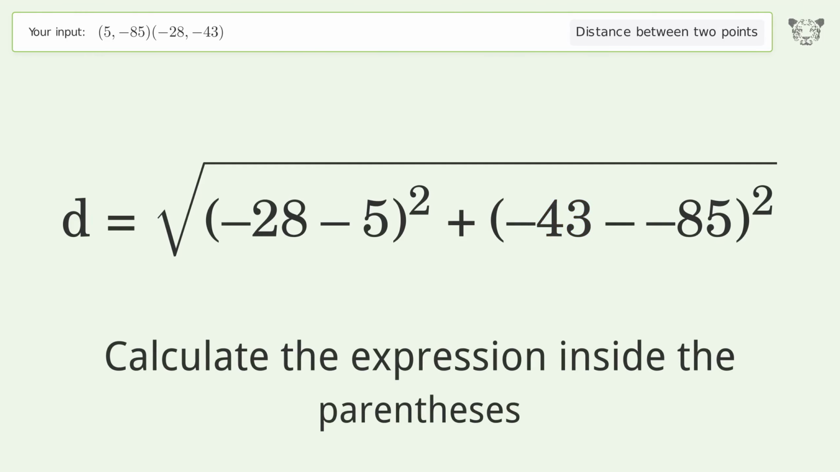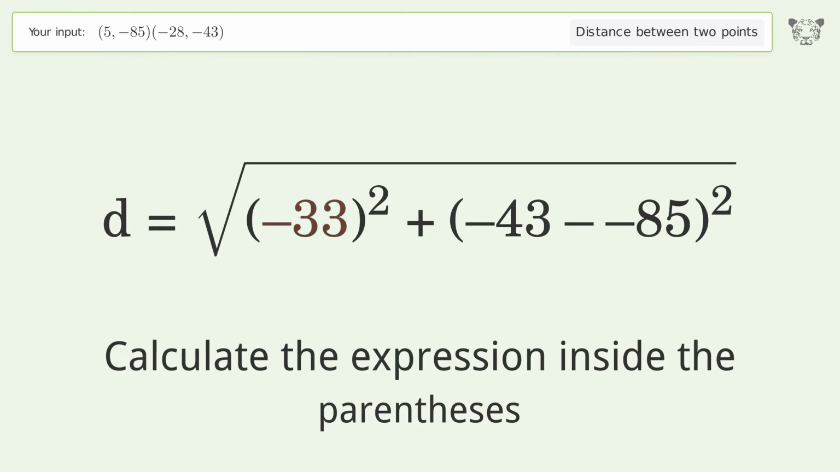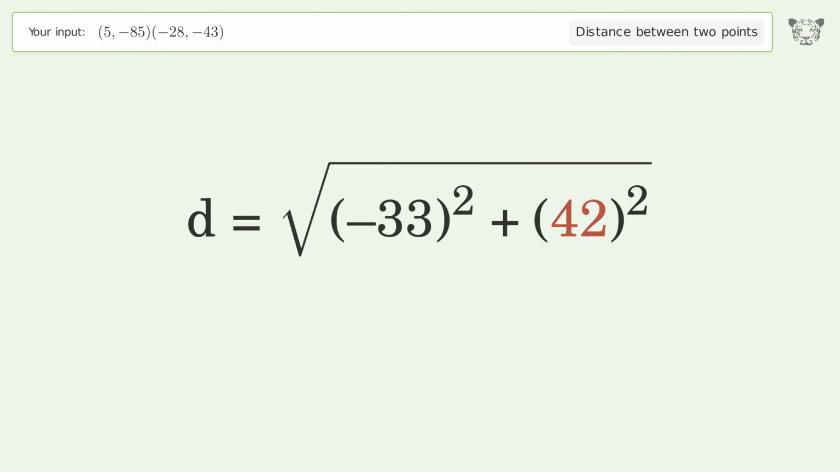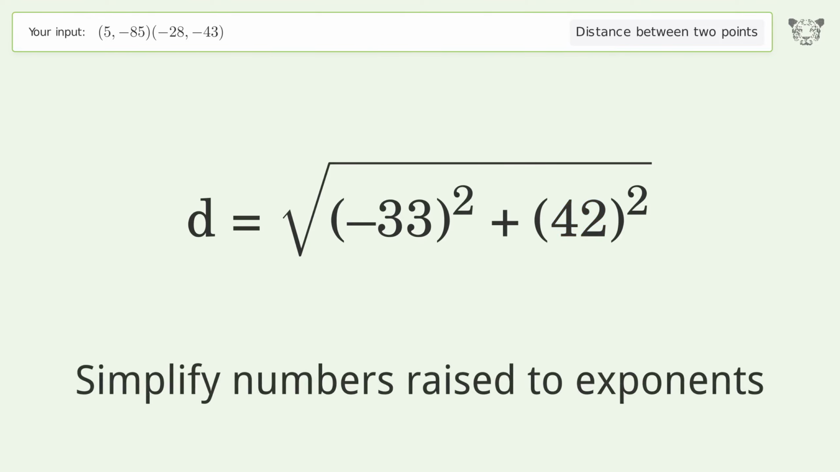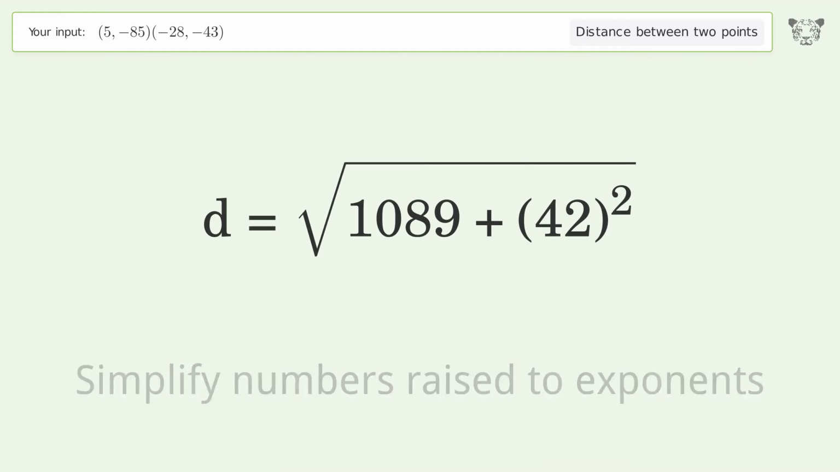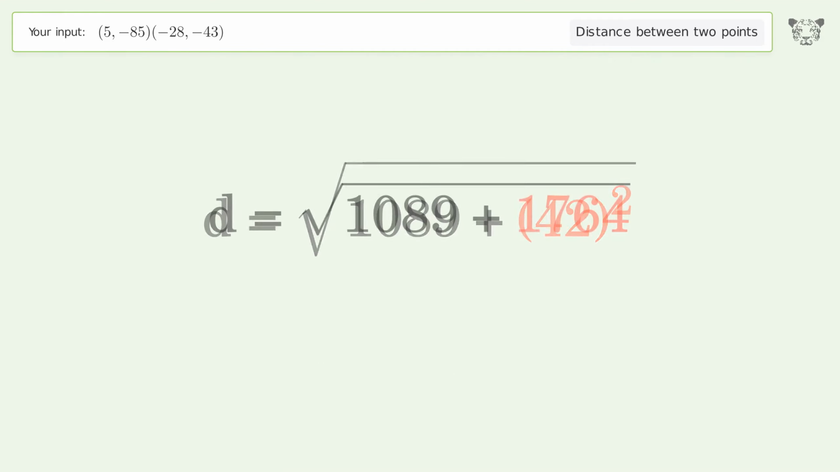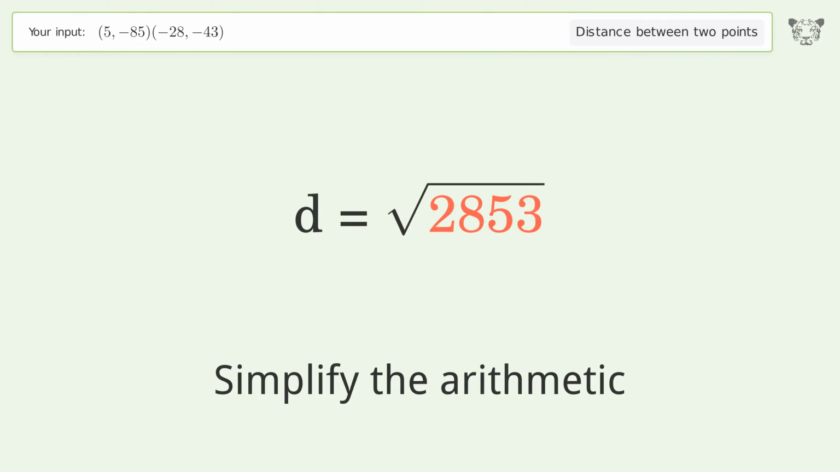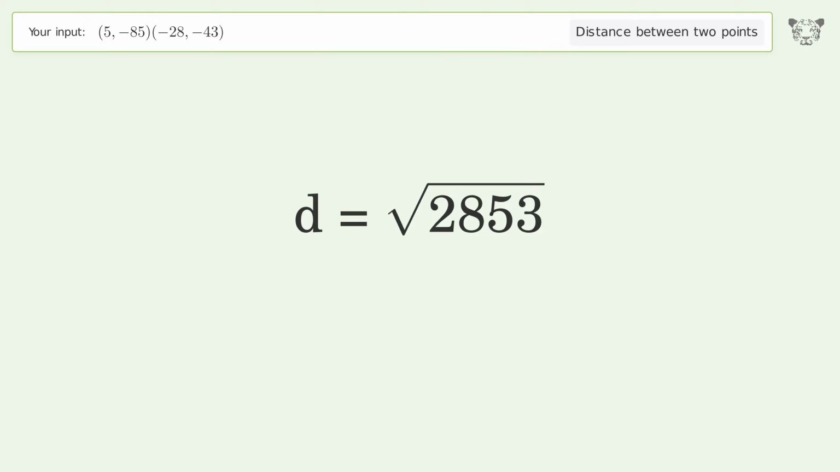Calculate the expression inside the parentheses. Simplify numbers raised to exponents. Simplify the arithmetic. And so the distance between the 2 points is the square root of 2853, or 53.413.